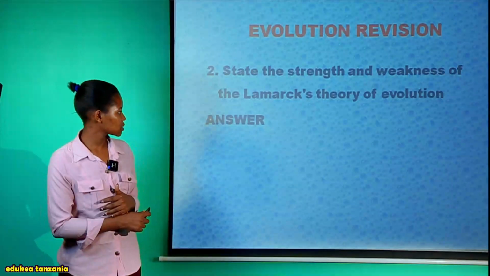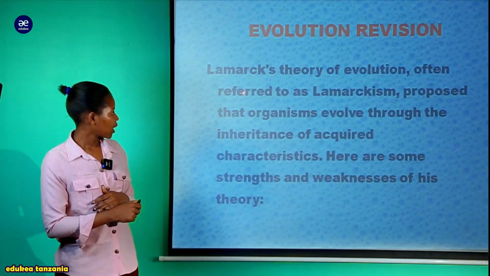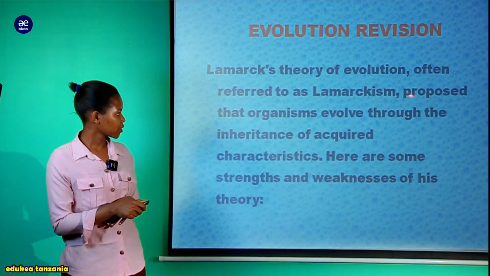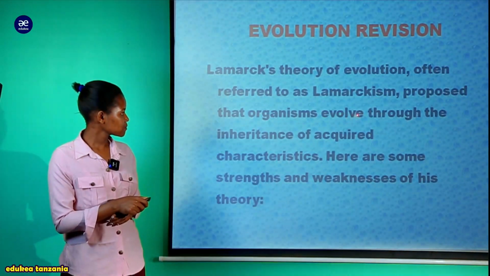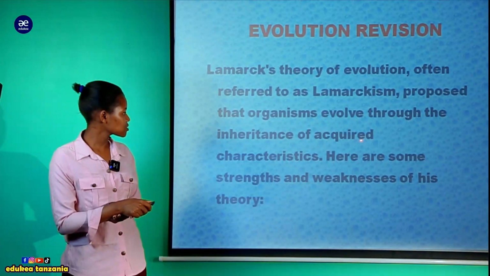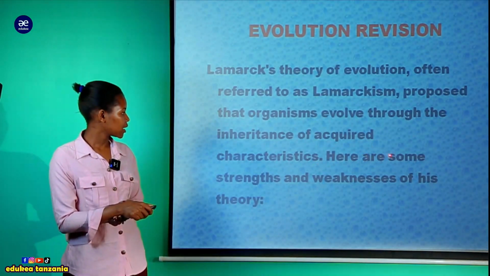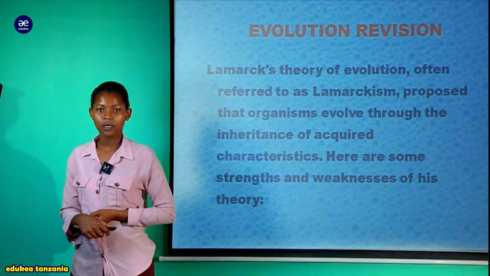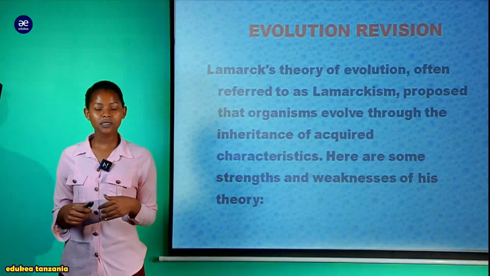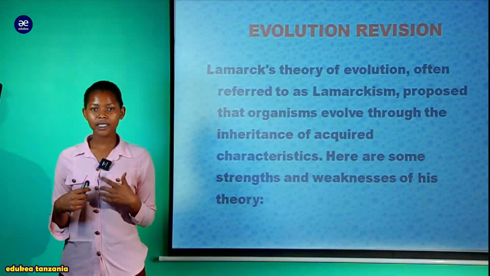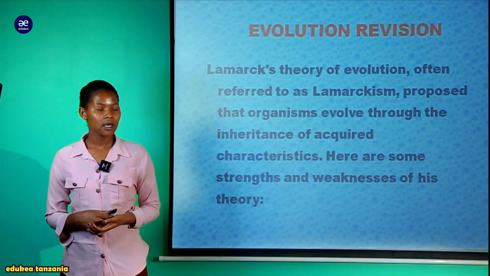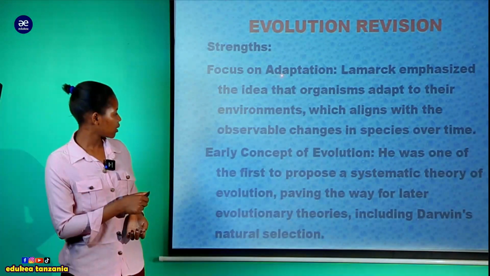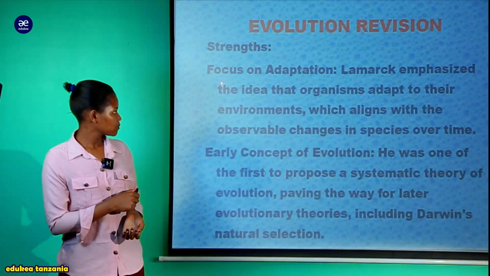And now, my dear students, you can say Lamarck's theory of evolution, often referred to as Lamarckism, proposed that organisms evolve through the inheritance of acquired characteristics, and here are some strengths and weaknesses of his theory. Alieleza kwamba organism wana evolve kwa inherit acquired characteristics. That is all about that. And now we can see the strengths.